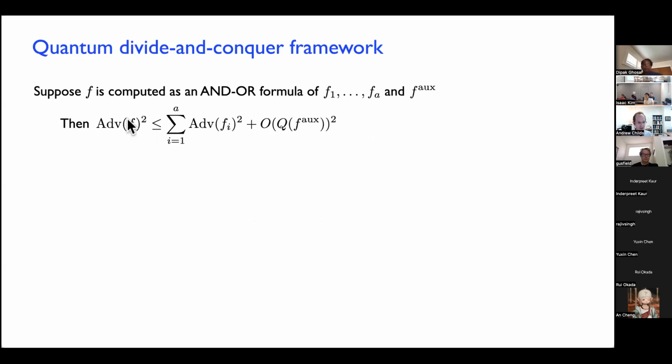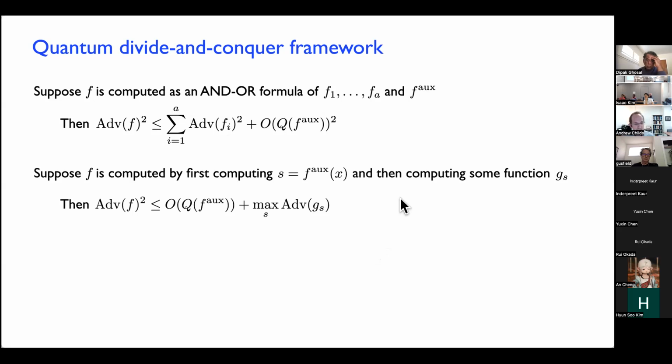So if we have some function that we can compute as some and/or formula of a bunch of other functions, and then we have some other auxiliary function that also goes into figuring out how to compute the value from the result of this and/or formula, then we can bound the square of the adversary quantity of this function we're trying to compute in this way: it's at most the sum of the squares of the adversary quantities of these FIs, and it's also big O of the quantum query complexity of this auxiliary work.